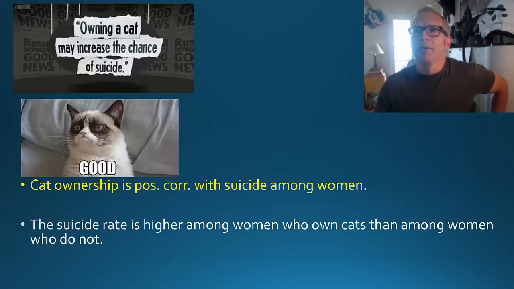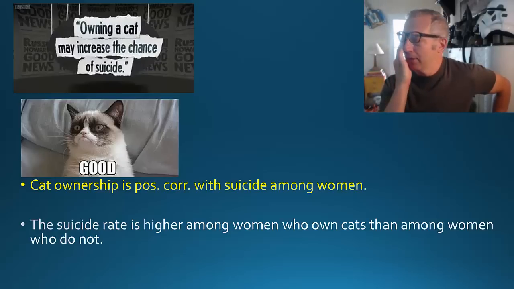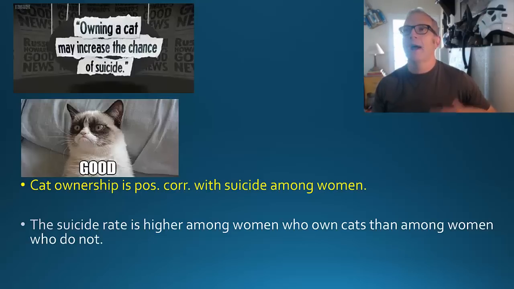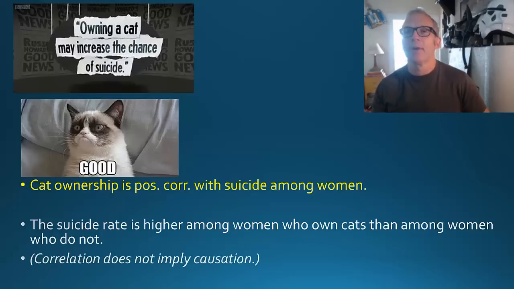It probably doesn't. But what we found when we do the research on this, and somebody actually went out and measured it, I suppose. Maybe it didn't cost very much. What we've looked at is that some folks are prone to have cats, and for whatever other reason, there's a higher suicide rate there. But again, correlation does not imply causation.